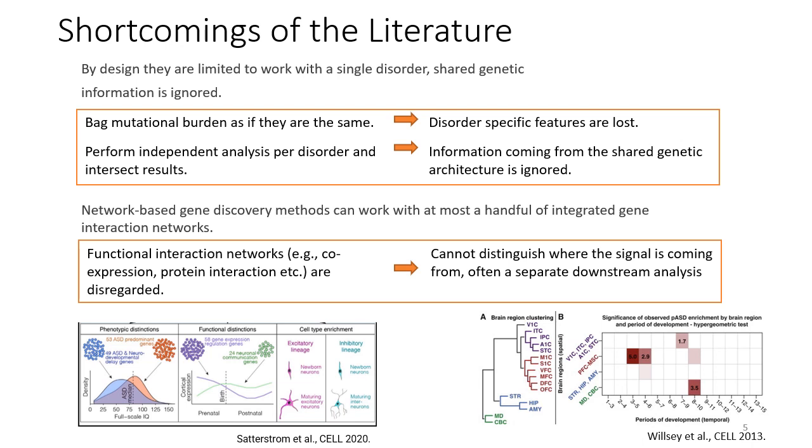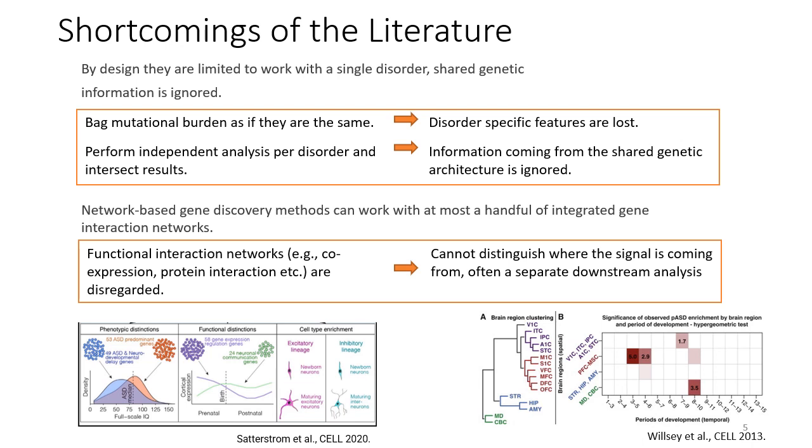Even though the performances of earlier studies are noteworthy, all methods suffer from some shortcomings. Firstly, by design, they only work on a single disorder. To work on comorbid disorders, they may act as if both disorders are the same and pool their mutational burden. But then the disorder-specific features are lost. As another way, they can perform independent analysis, then combine their results. But this time, the information coming from shared genetic architecture is ignored.